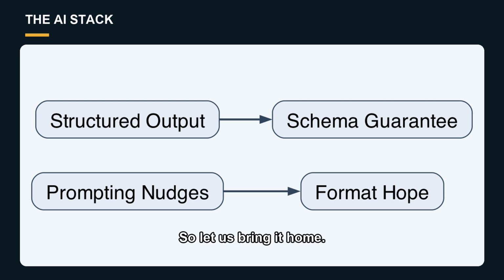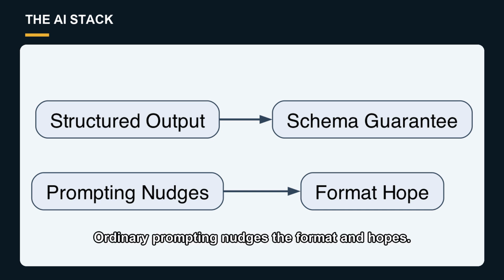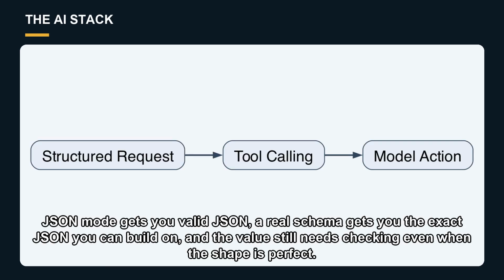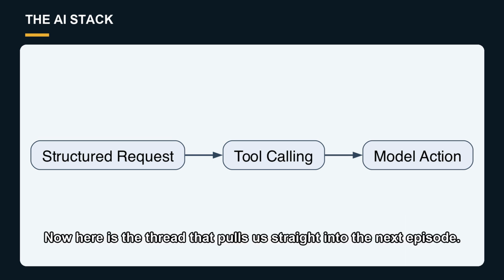So let us bring it home. Ordinary prompting nudges the format in hope. Structured output guarantees it, because constrained decoding forbids the model from ever producing a token that would break your schema. JSON mode gets you valid JSON. A real schema gets you the exact JSON you can build on, and the value still needs checking even when the shape is perfect. Now here is the thread that pulls us straight into the next episode.